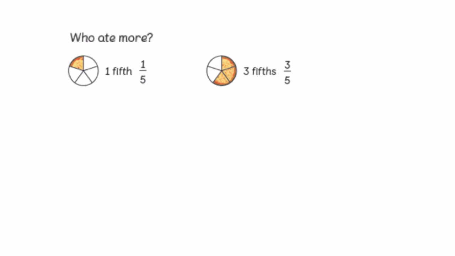Have a look at the picture. Can you tell me who ate more? And how do you know? I know that Amira ate more because I know that 3/5 is greater than 1/5. We learnt that when the denominator is the same, the greater the numerator, the greater the fraction.